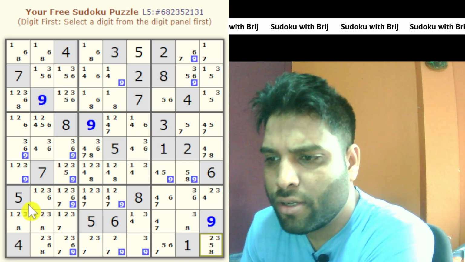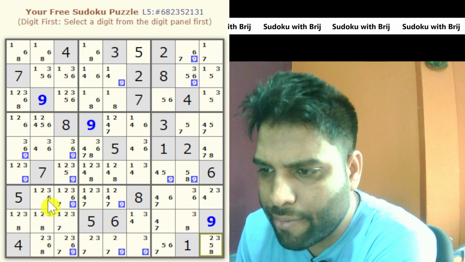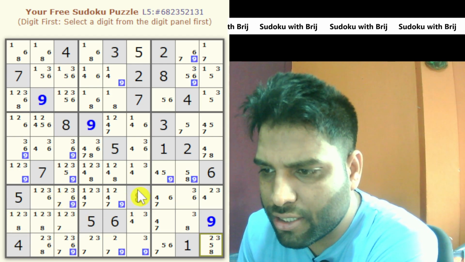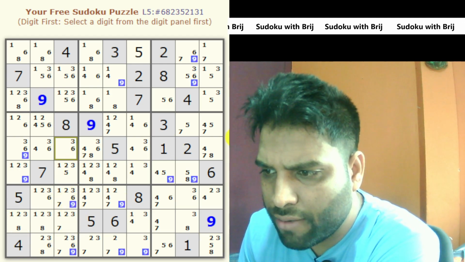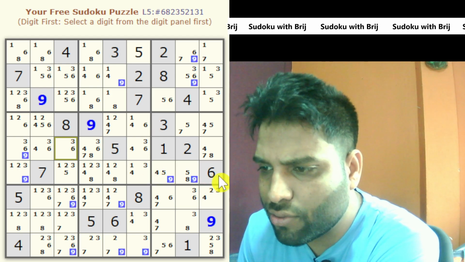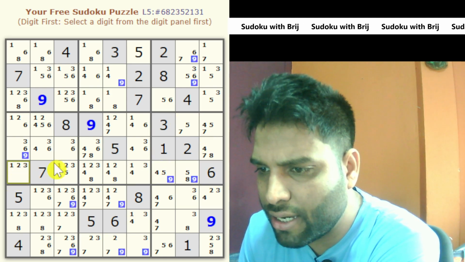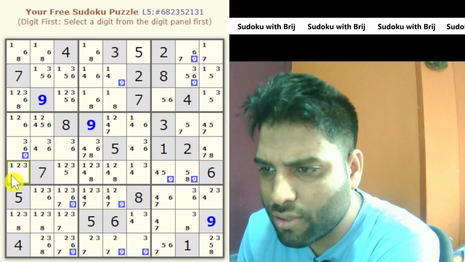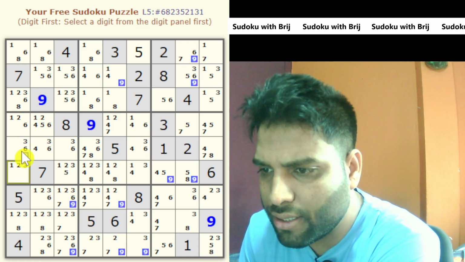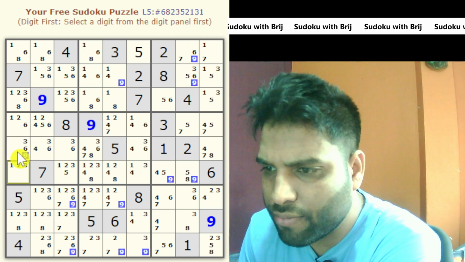Okay, so in this box 7, 9 is fixed in this column, so we can remove 9 from here. Also in this box 6, 9 is fixed in this row, so 9 can be removed from here. So in this box 4, 9 can only be in this cell, so I can put 9 over here.